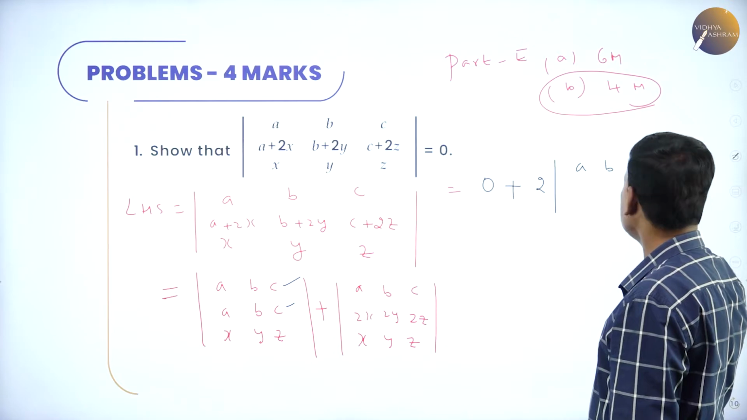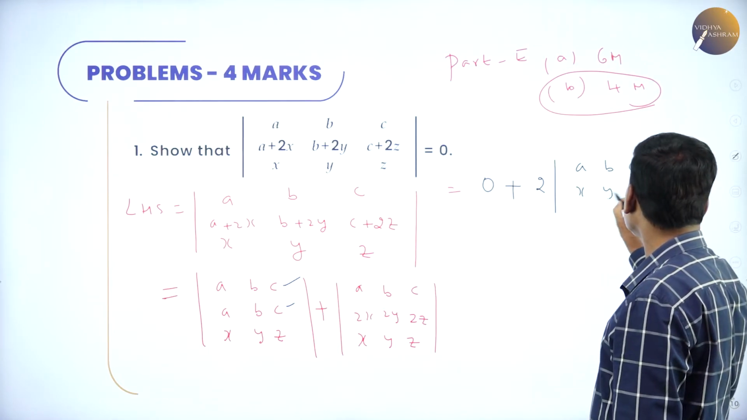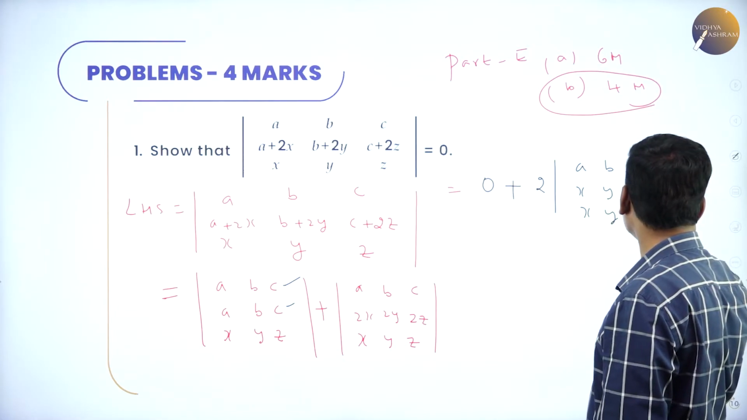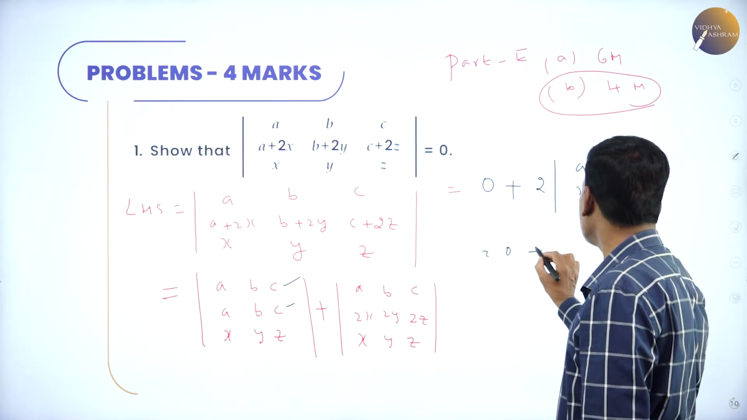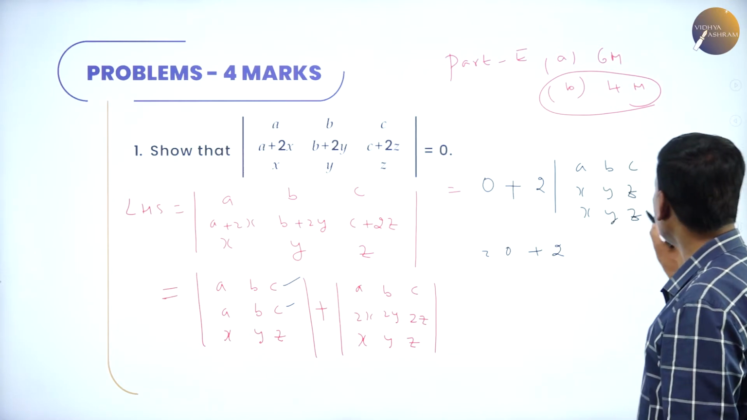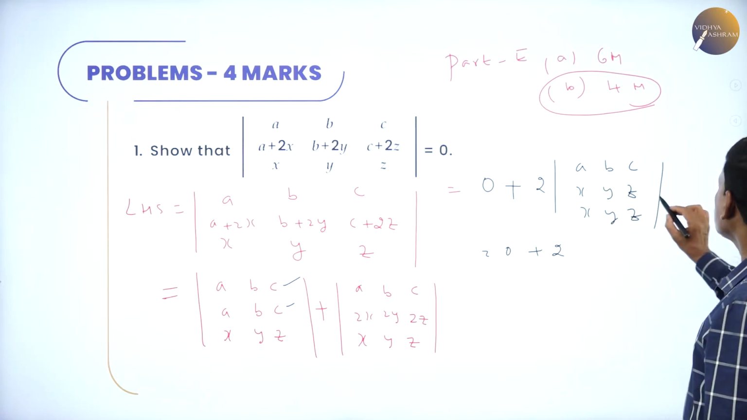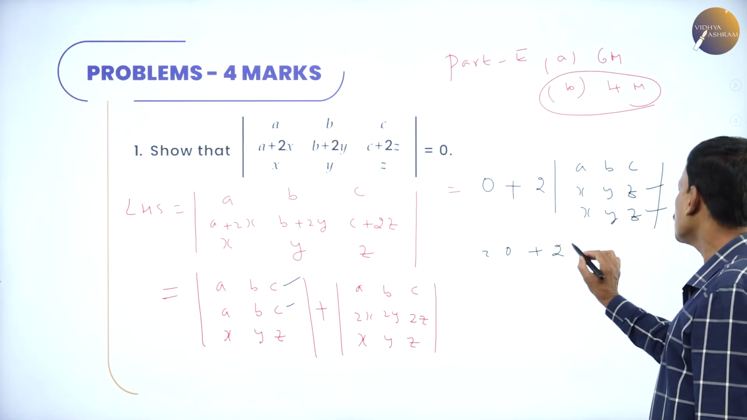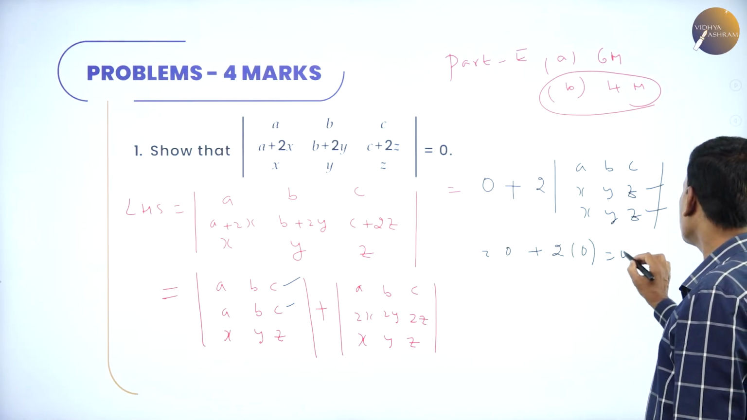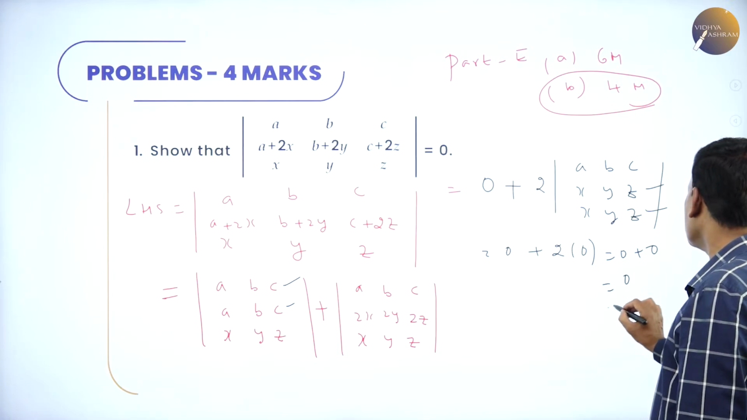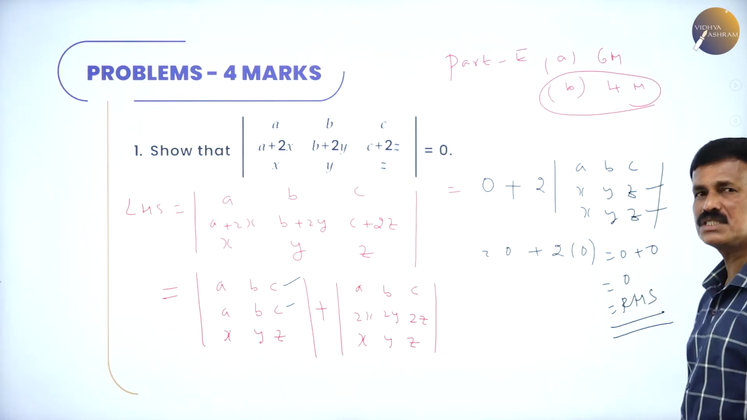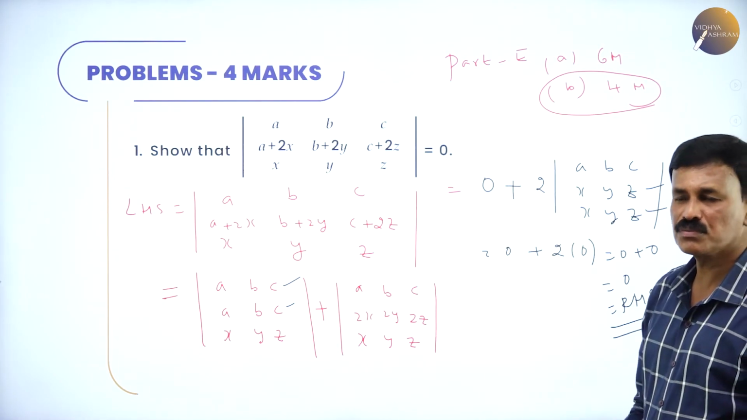This is A, B, C. Again, what will I get? x, y, z. Again here it is x, y and z. This is equal to 0 plus 2 into. Again, according to the property, if 2 rows or 2 columns are the same, here the two x, y, z rows are the same. This is equal to 0. So 0 plus 2 into 0 is equal to 0, the RHS. That's all. Very simple. This is a 4 marks question. We will get 4 marks very easily.